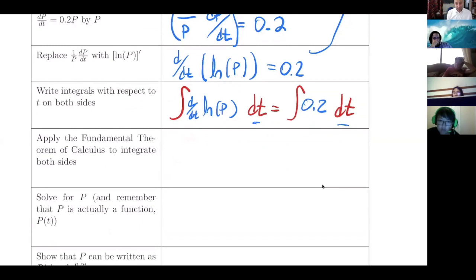So on the left side, I want to integrate the derivative of the natural log. What would I get when I integrate the derivative of the natural log? Natural log? Yep, exactly. These are going to undo each other, and all that we get is natural log of p. And then on the right side, we've got 0.2 times t plus some arbitrary constant c.